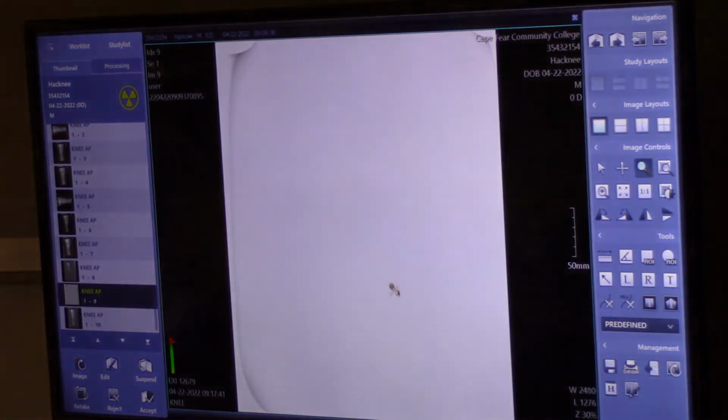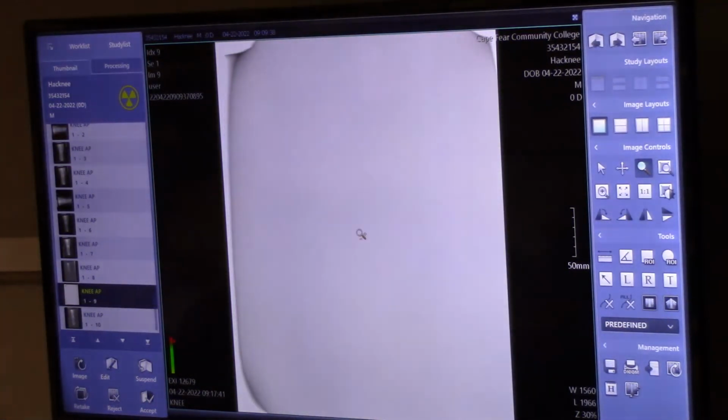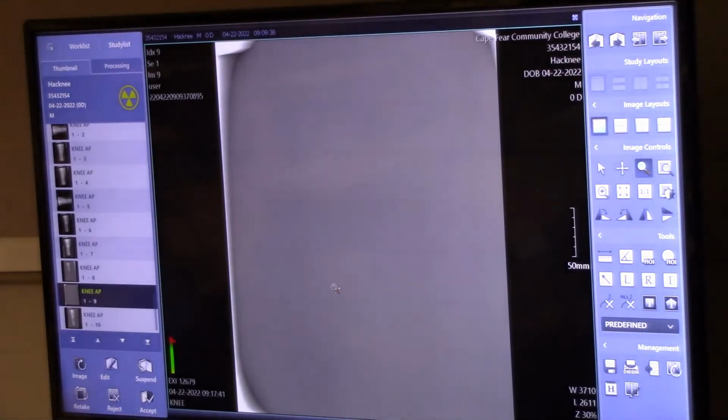So there's literally nothing there. Now we know there was a knee in the way because we saw this exposure get taken. But the computer's got nothing to show us. So with the CR system, did we get away with this? Kind of. With the CR system, we could still see the bones at least. So we knew it was a knee x-ray we were looking at. This one here, we don't know if this is a knee or an elbow or a hand or what. We just have no clue what we were shooting at here.